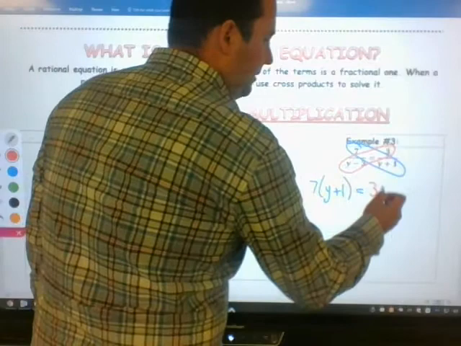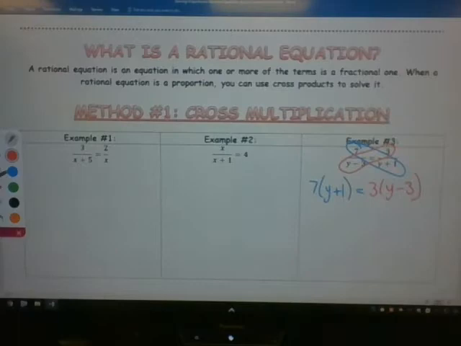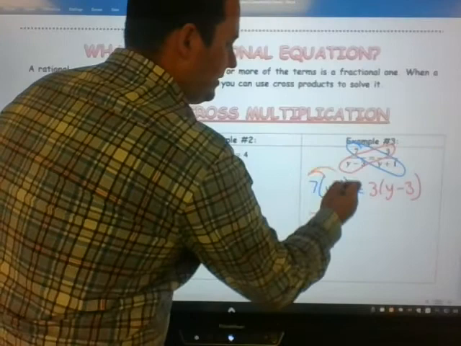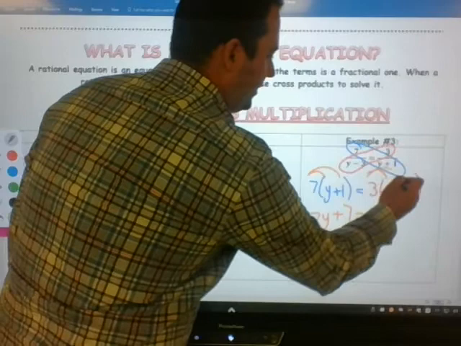Okay. Next, we're going to try and do our distributive property here. So we have 7 times y is 7y. 7 times 1 would be plus 7. 3 times y would be 3y. And 3 times a negative 3 is negative 9.